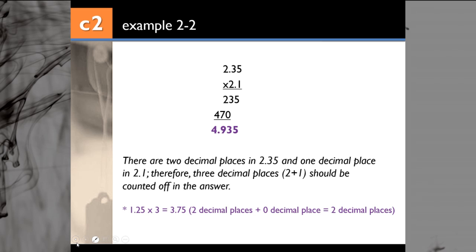So I want you to understand this multiplying concept and get the idea of how you can find the final number of decimal places when you multiply 2 or 3 different kinds of numbers.